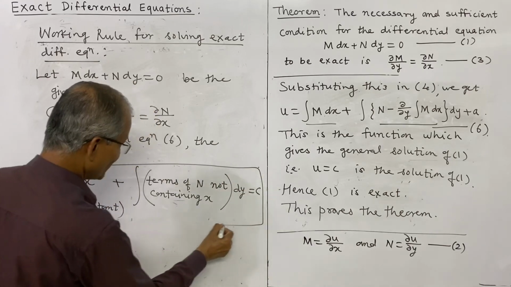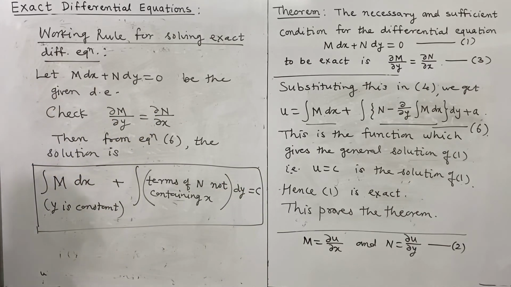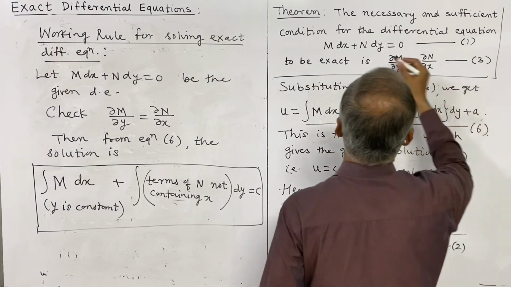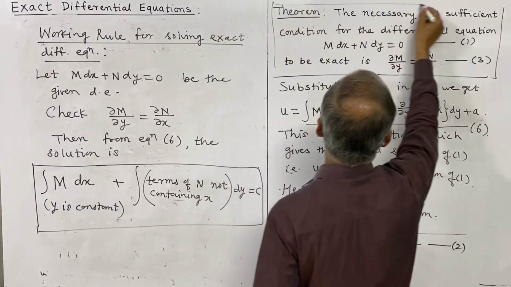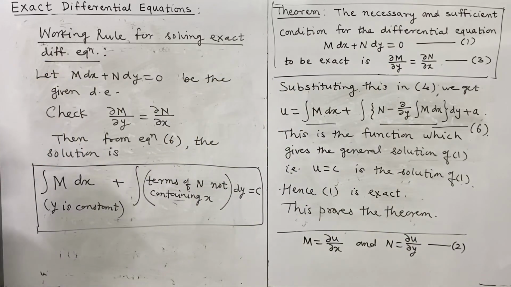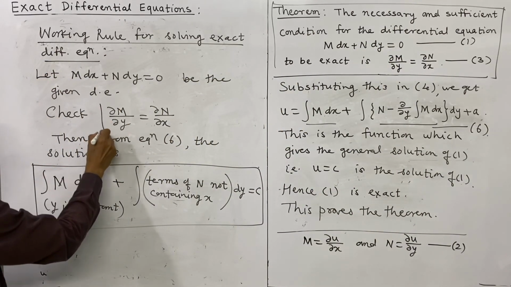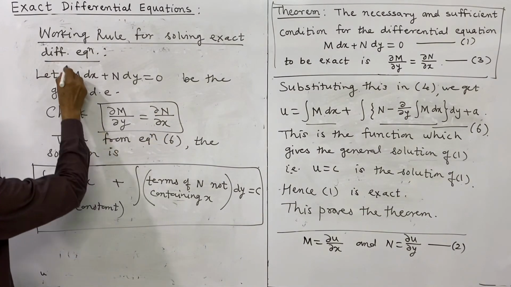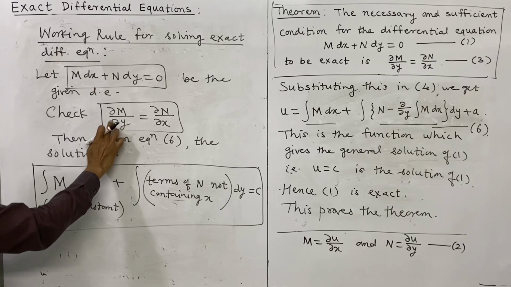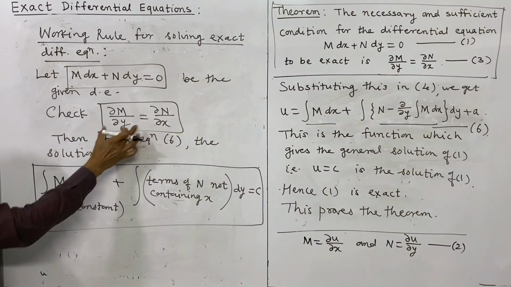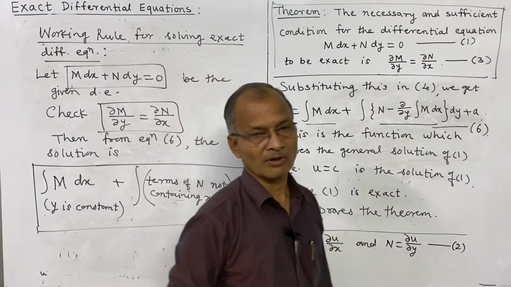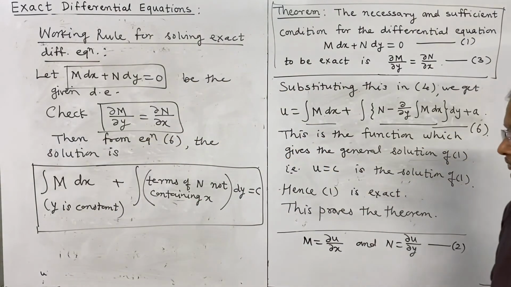So this is to be remembered. What we have to remember is the theorem. This theorem is also important, that is the condition for the exact differential equation: dou m by dou y is equal to dou n by dou x. So the equation should be in this form. Then get the values of m and n, check this, and if this is satisfied, then this will give the general solution of the exact differential equation.